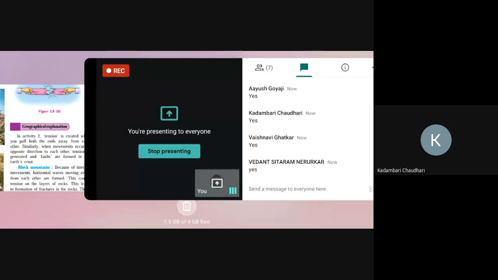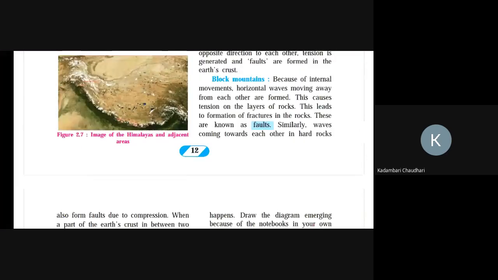See here, block mountains. Because of internal movements, horizontal waves moving away from each other are formed. Earlier, in pressure, because of internal movement, horizontal waves are formed which are moving towards each other. Now here horizontal waves moving away from each other are formed. This causes tension on the layers of the rock.